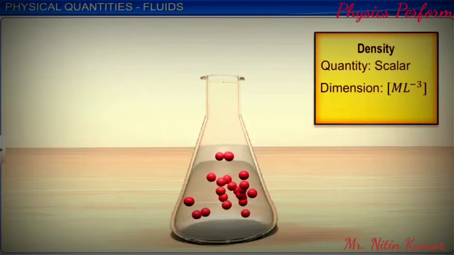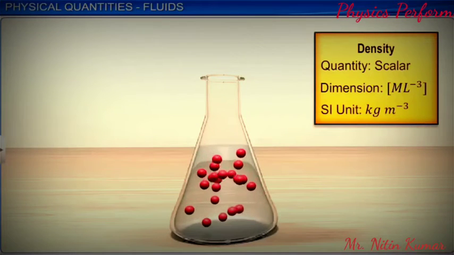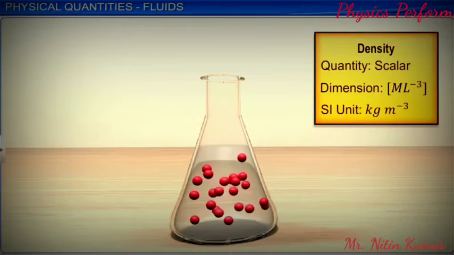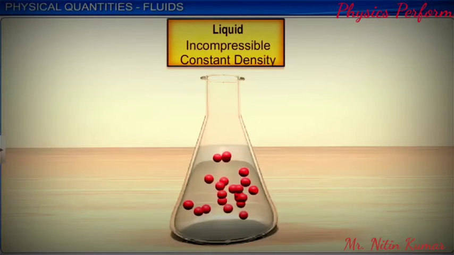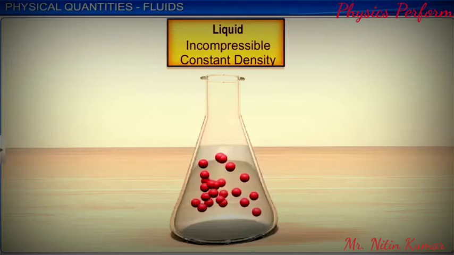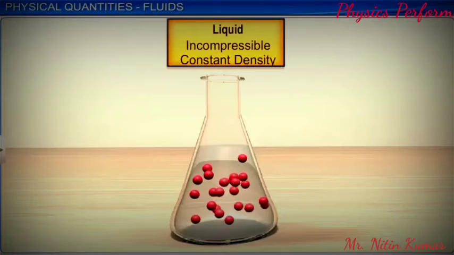Density of a liquid is almost considered constant at all pressures, as it is largely incompressible. However, gases exhibit huge variations in densities at different pressures, as they are compressible.